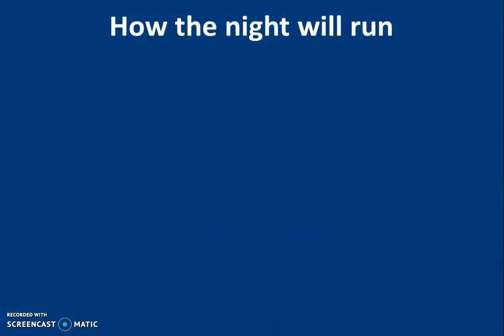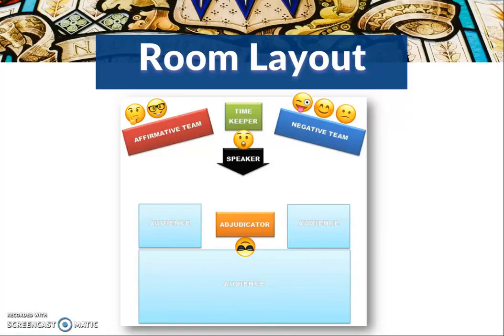So first of all, what's the night actually going to look like when you turn up at your debate time ready to debate? When you walk into the room, it'll look a little something like this. If we were the adjudicator looking out at the room, we'll see the affirmative team on the left-hand side of the room and the negative team on the right-hand side of the room.